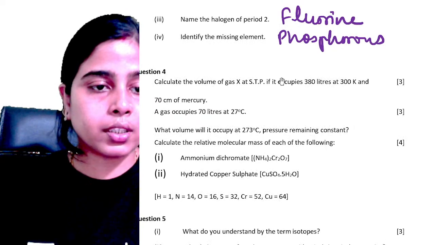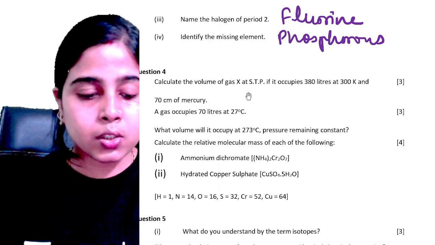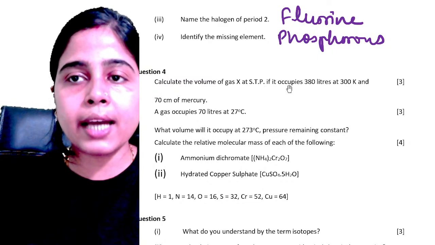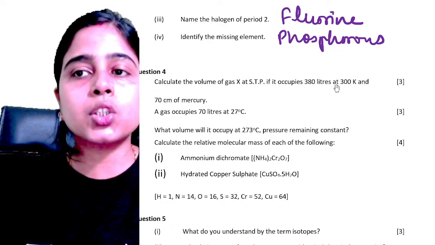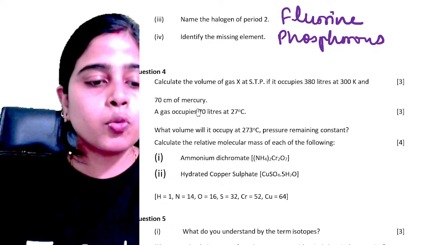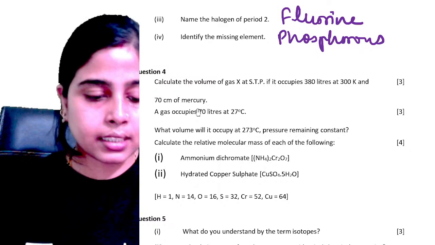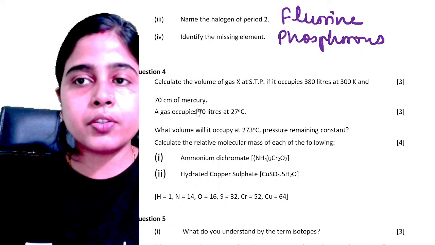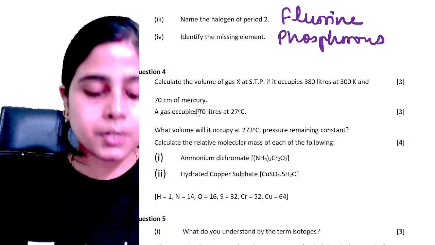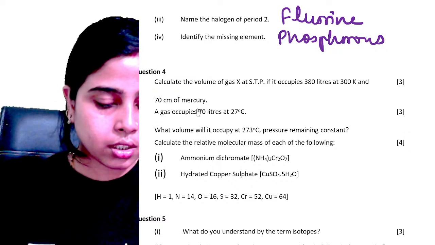This is the condition over here. Now the next question is: calculate the volume of gas X at STP if it occupies 380 liters at 300 Kelvin and 70 centimeter of mercury. So what is the volume of gas X at STP if it occupies 380 liters at 300 Kelvin and 70 centimeter of mercury? Yes, very good, Sri Kishun.